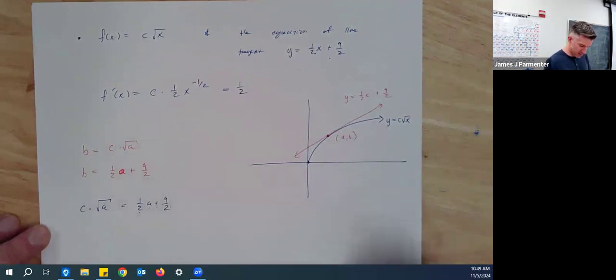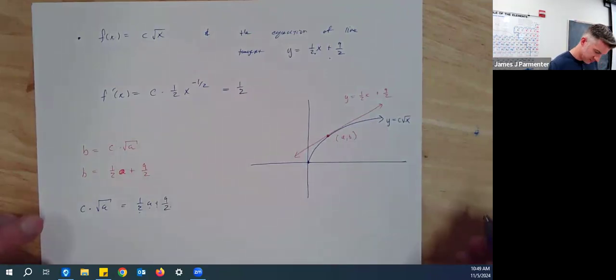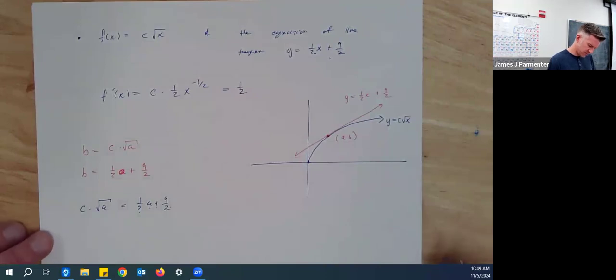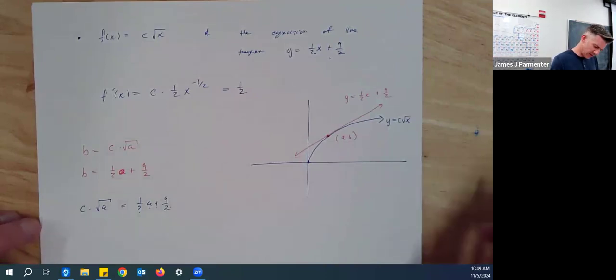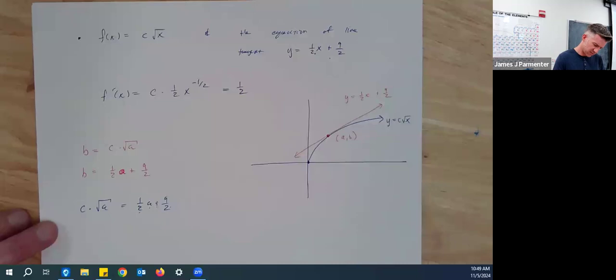That's going to allow us, I think, to, yeah, it's still a little tricky. This is a tricky problem. Yeah, I don't love this problem. Yeah, I really don't like this problem.